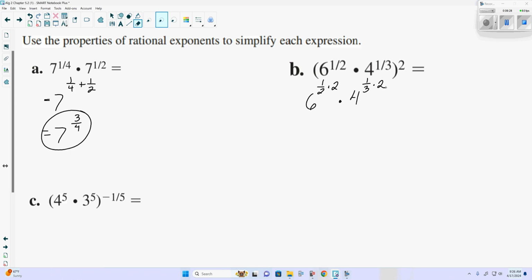What's our 1/2 times 2? 1. Yeah, because it's 2 over 2, which is 1, which is just 6. 1/3 times 2 is 2/3. I kind of jumped ahead of myself. Questions on how we got to this here? We ready for the next step? Yes?